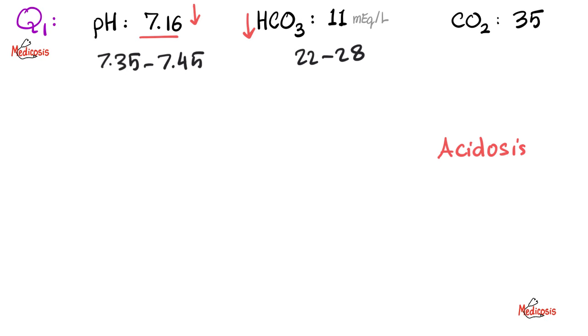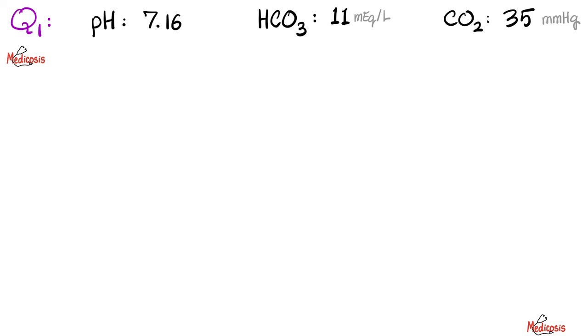When they are moving in the same direction, it is metabolic. So this is a metabolic acidosis. This method told us that it's metabolic acidosis, which is correct. However, it cannot tell us whether it's compensated or not. Which means I'm going to use the second method now.